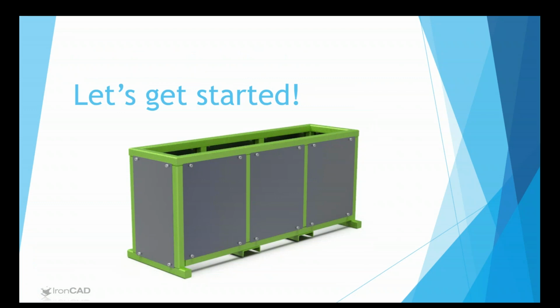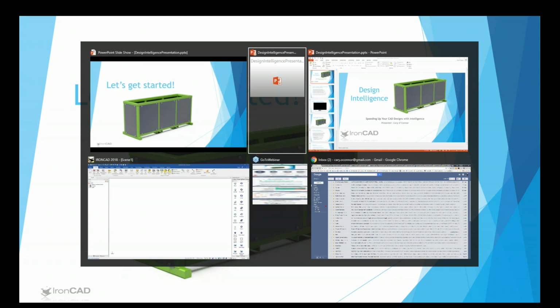So let's jump right into the design process in IronCAD. What we're going to do today is build this machine frame with a few different components. There are some steel structural members inside of this, and some panels. Basically, how do we use intelligence to quickly build these components if we're going to do this day-to-day design process? So let me hop over to IronCAD.